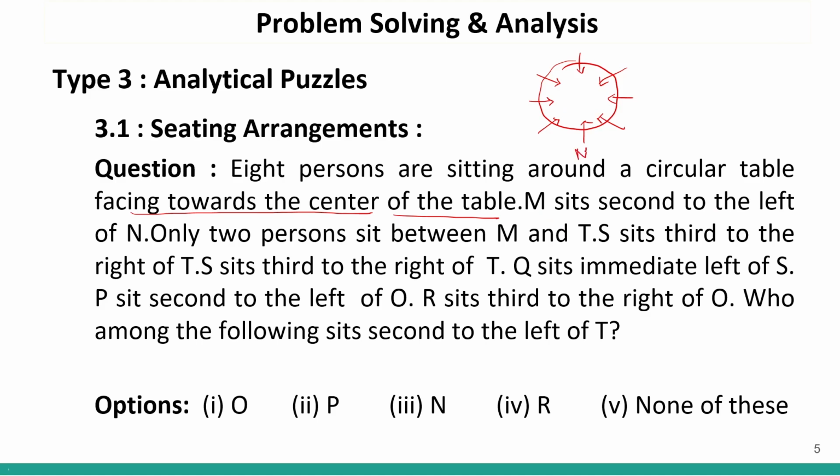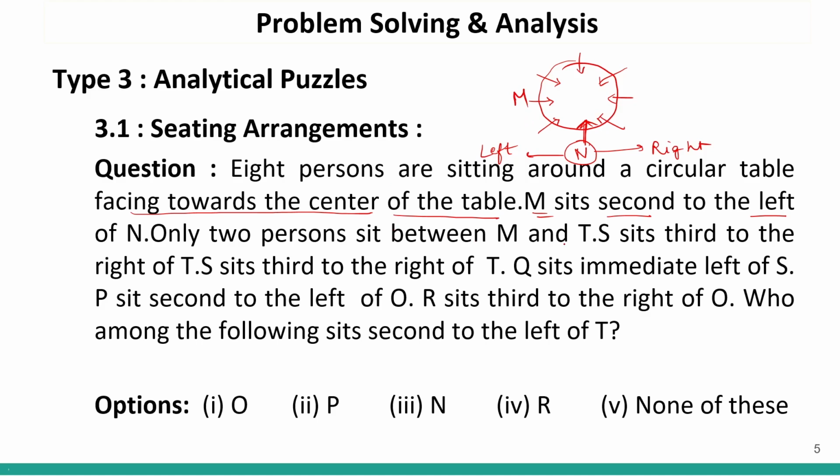So let's say if N is sitting over here, M will sit second to the left. So this direction will be right of N, correct? And this direction would be left of N, because he is facing towards the center. This is the direction of N. So this will be right, this will be left. Just imagine yourself in the position of N. Okay? Imagine that you are in the position of N. So this will be your right, this will be your left. M is sitting second to the left of N. So second to the left will be over here.